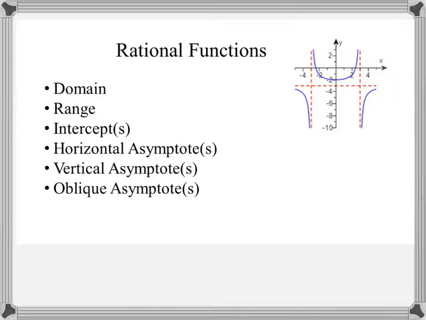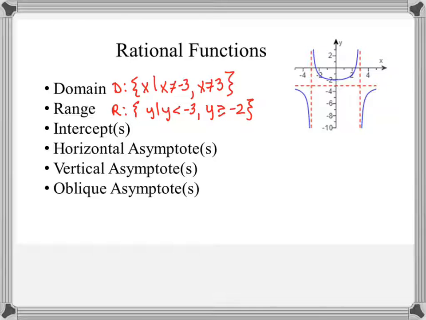Okay, let's also be able to look at a graph and identify several of its attributes or properties. So given that we have this graph and those dotted lines are representing asymptotes, let's identify the domain. The only place on this graph where we do not have x values that have defined y values are where we see the vertical asymptotes at x equals negative 3 and x equals 3. So our domain is the set of all x's such that x does not equal negative 3 and x does not equal 3.